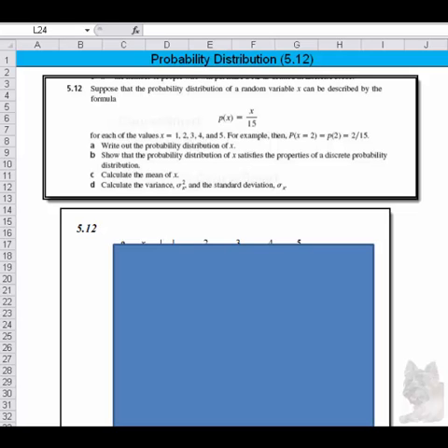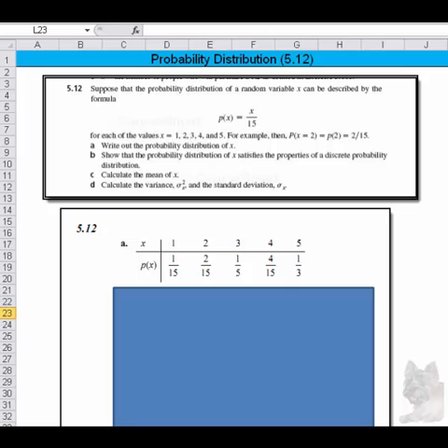So, first, under part A, we need to write out the probability distribution of x. And this is what it would look like. Slide this down so you can see it. If you were to solve for this, the probability of x would be 1/15th, then 2/15ths, then 3/15ths, which reduces to 1/5, 4/15ths, and 1/3. That's what they're looking for in part A.